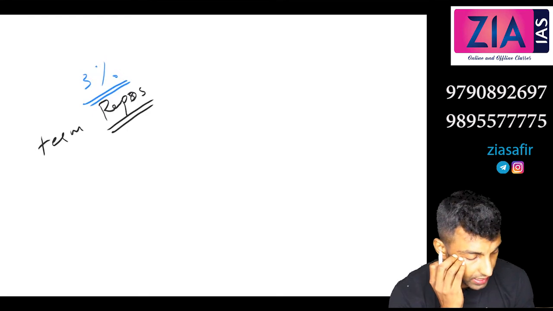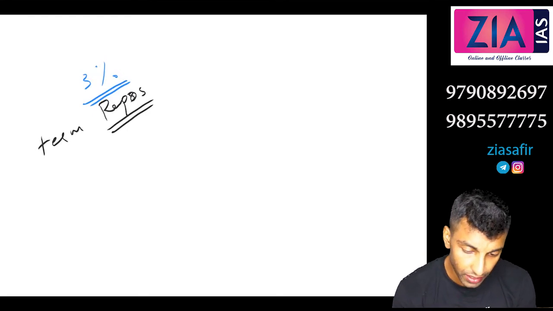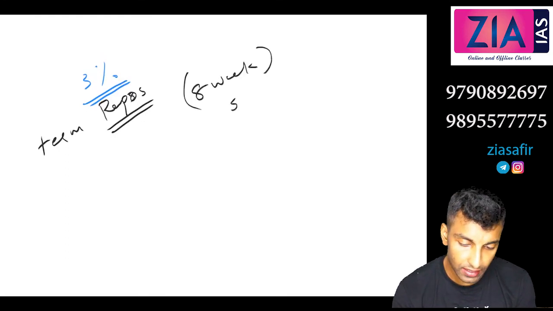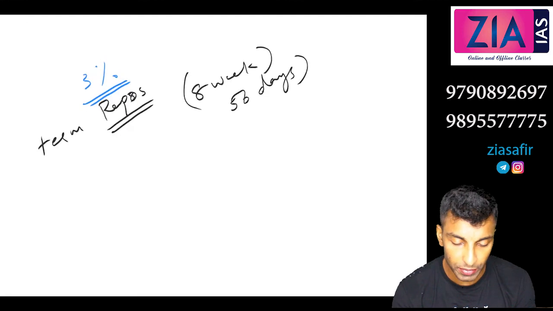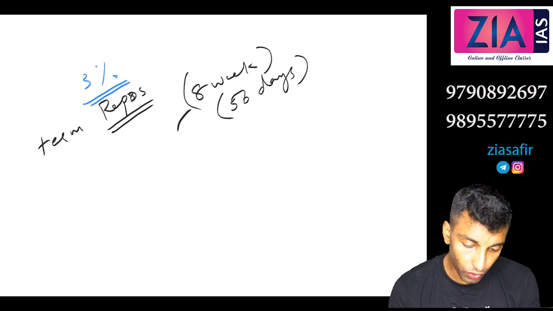So initially it was like 2 weeks only. So now it is also accepted. Now 8-week repo is there. Okay, that means 56 days is there. Earlier 2 weeks, that means 14 days. Now 8-week repo is there. So what about the interest?